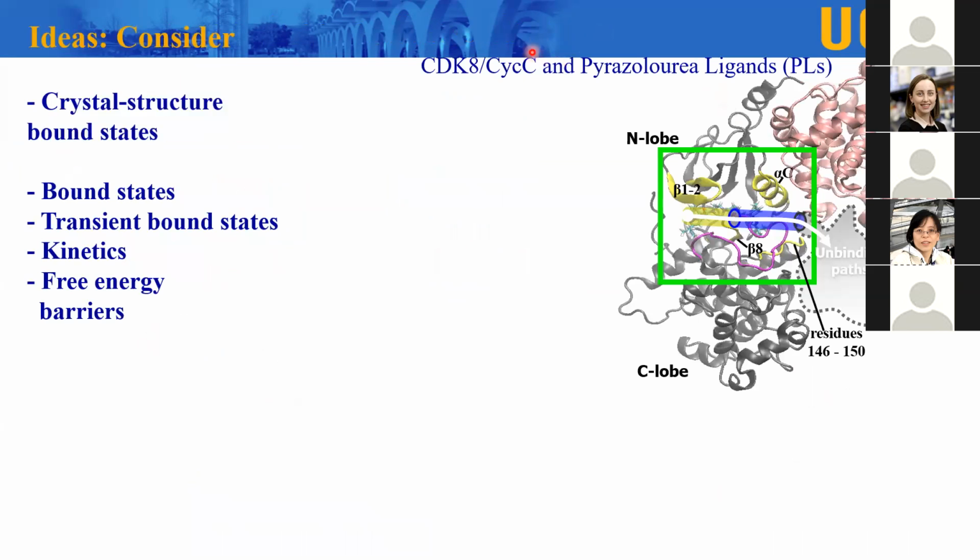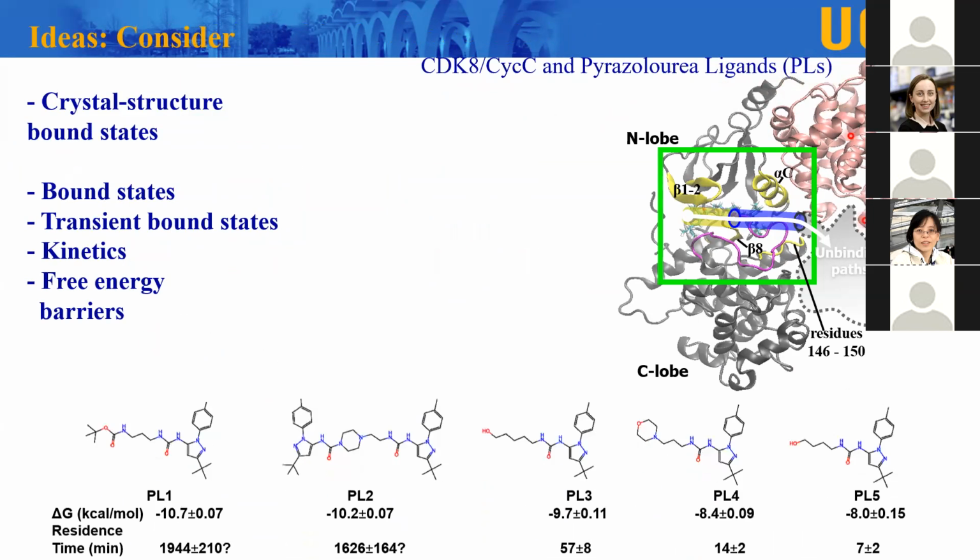Here we use cyclin dependent kinase A with cyclin C as our model system with different ligands. Here I show 5 of a set of ligands, and you can see that they are big enough, like real drug-like compounds. They are pretty tight binders, and they have experimental residence times. Here we consider not only the crystal structure bound state or bound states closer to it, but also those transient bound states during the unbinding process.